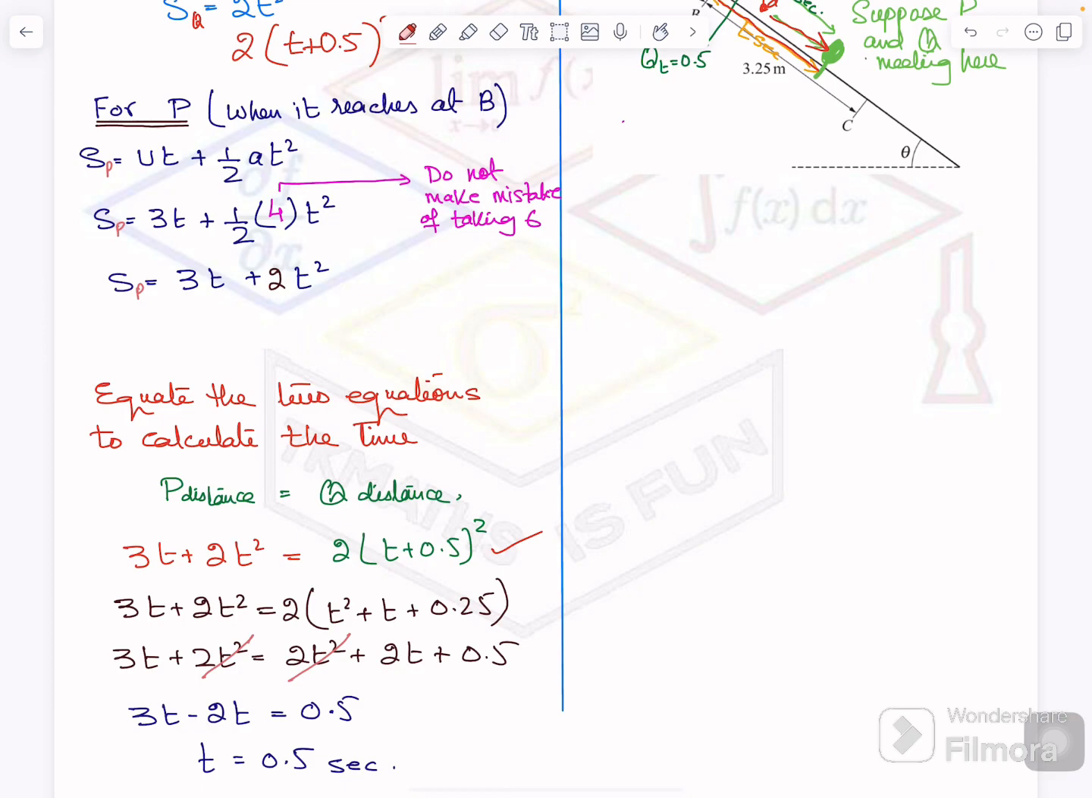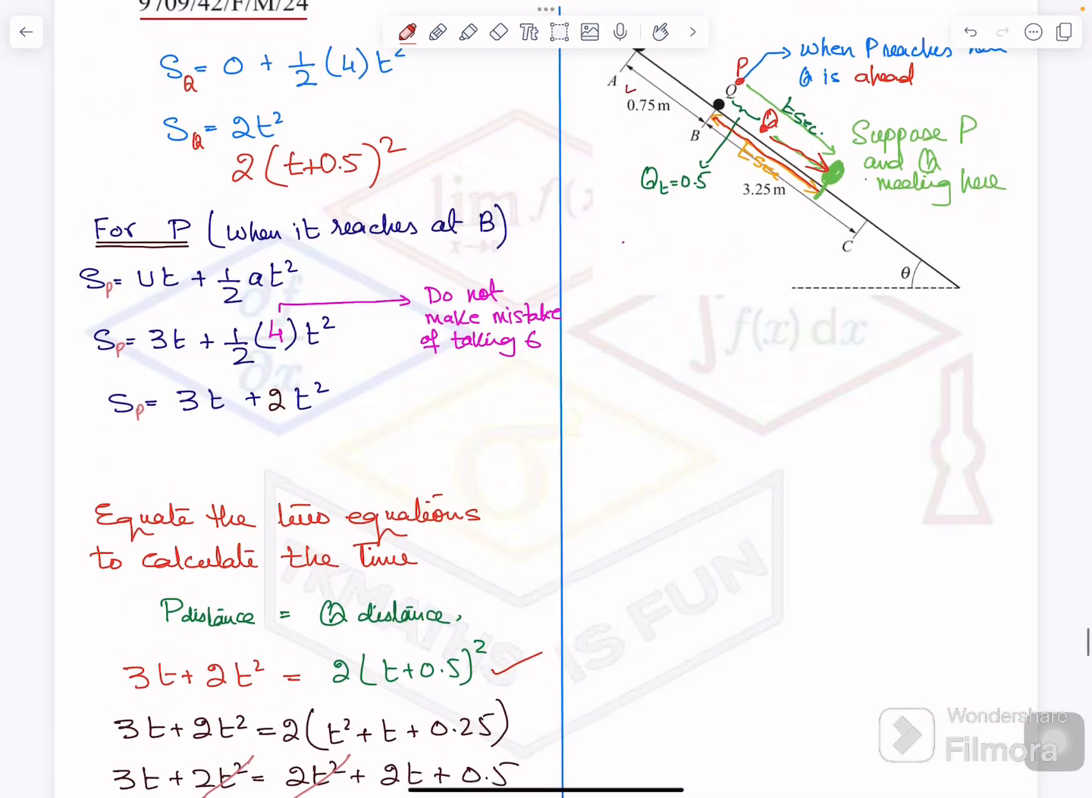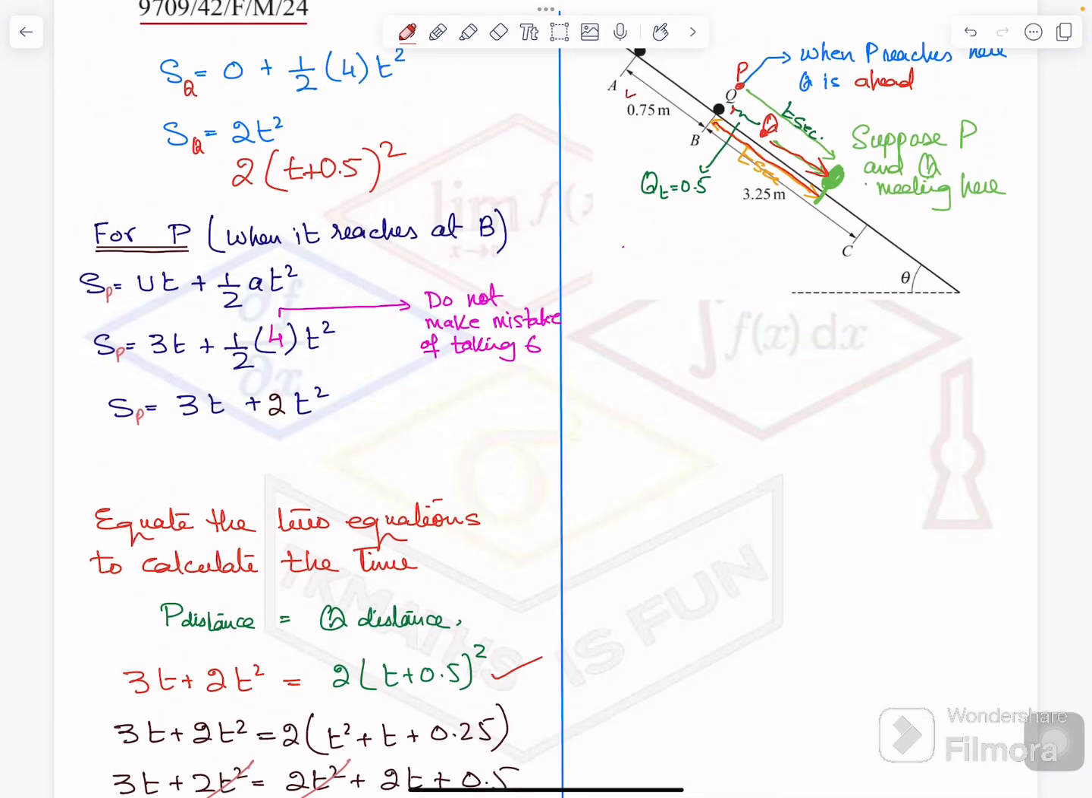So I'm simply equating the two distance equations I have found for P and Q and finding the time t. Now this time t is basically for particle P. If you have to find it for particle Q, you will add 0.5 to it. Why? Because particle Q took ½ second to come from here to here.